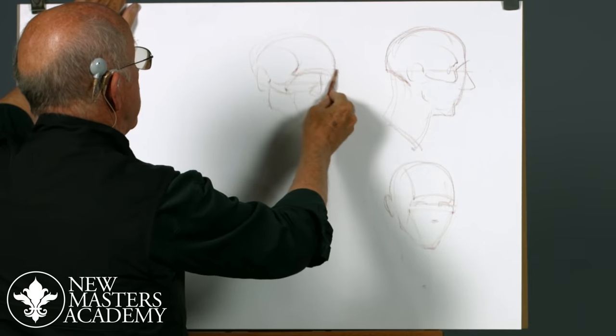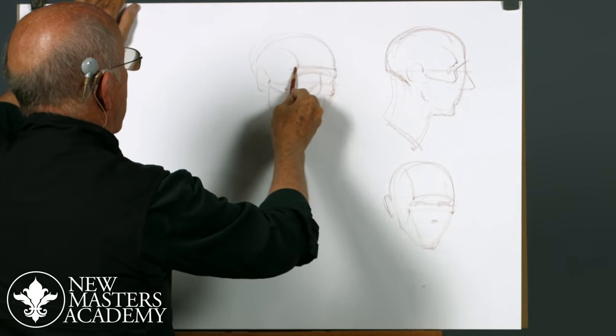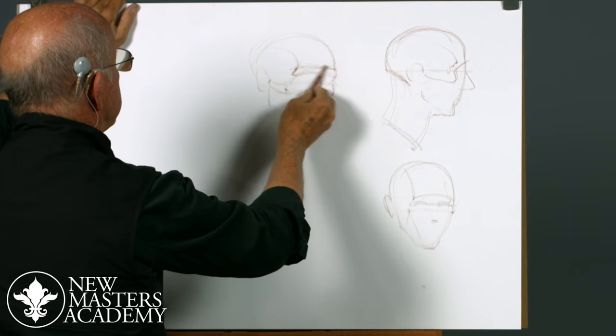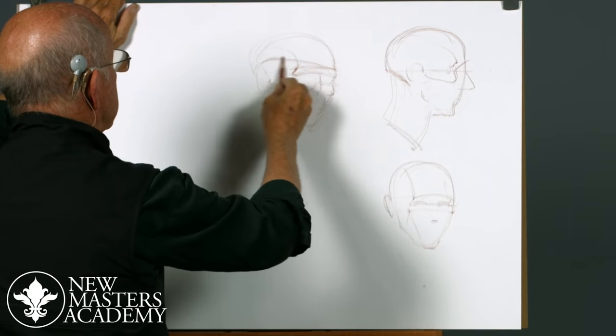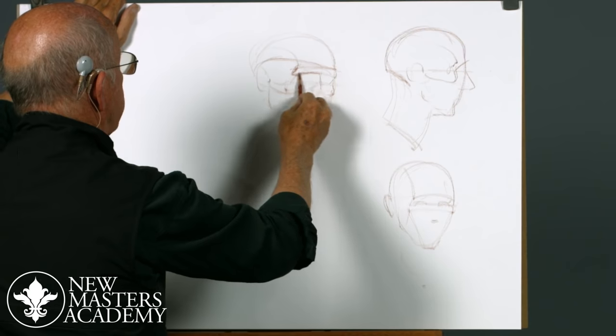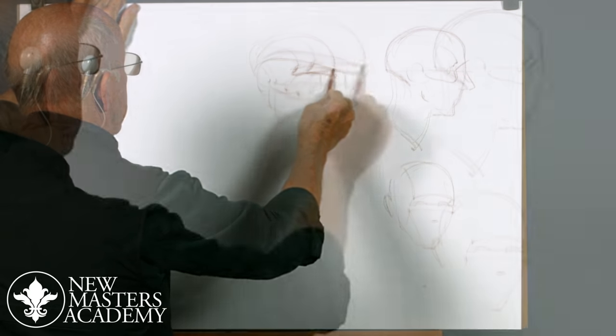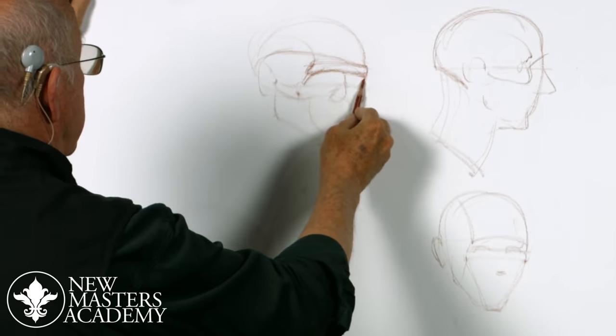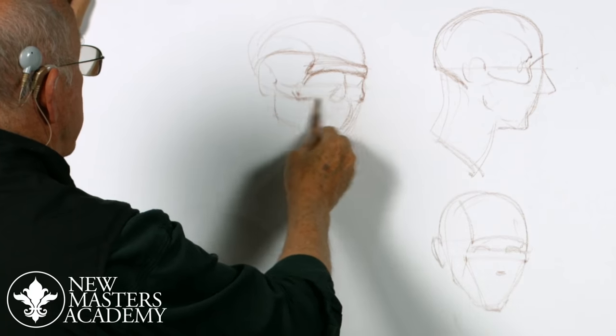Now, what if I remove the top part of the head and go back? And I'm beefing up the brow line a little bit. Coming down, but still got the cheekbones coming through.